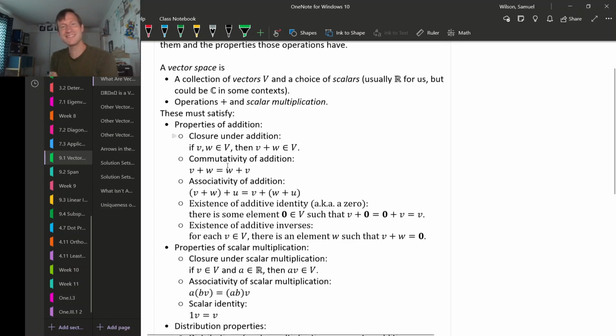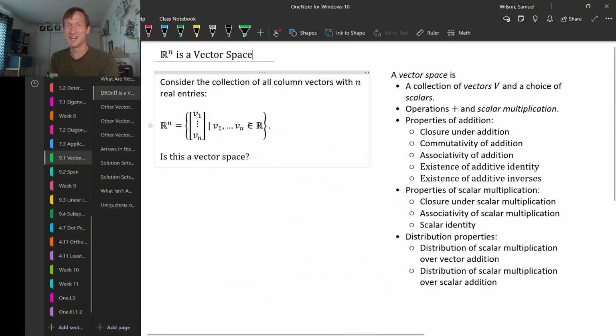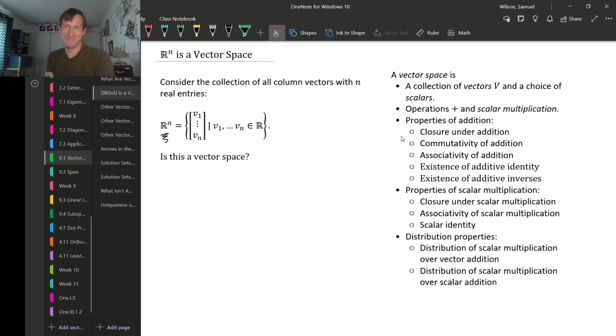Well, since this definition was inspired by the collection of vectors Rn, that is the collection of column vectors with n real entries, it had better be the case that Rn is a genuine vector space. So I guess just check. Well, really we have checked all these properties for Rn to begin with. That's really what inspired the list of all of these properties. So there's really not much to check here.